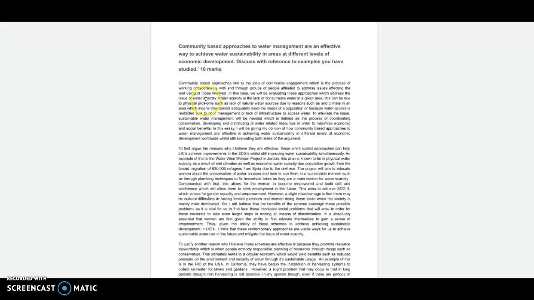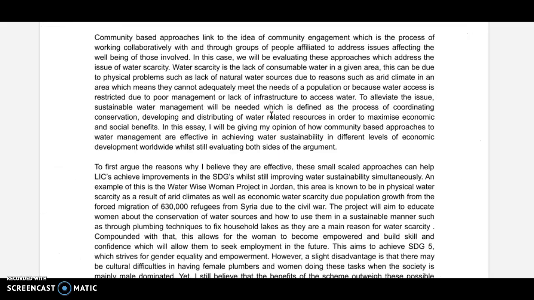So in the first paragraph, you want to define, as always. So I'm defining the key terms in the question, and then I'm saying what it is. Then it's discussing effective. It says community-based approaches to water management are an effective way to achieve water sustainability in areas at different levels of economic development. Discuss with reference to examples you have studied. So basically talking about that.